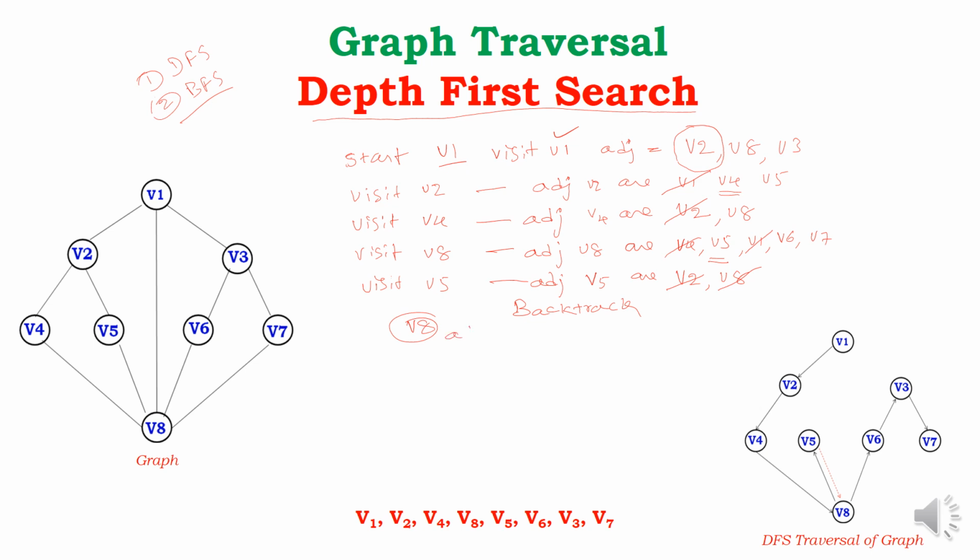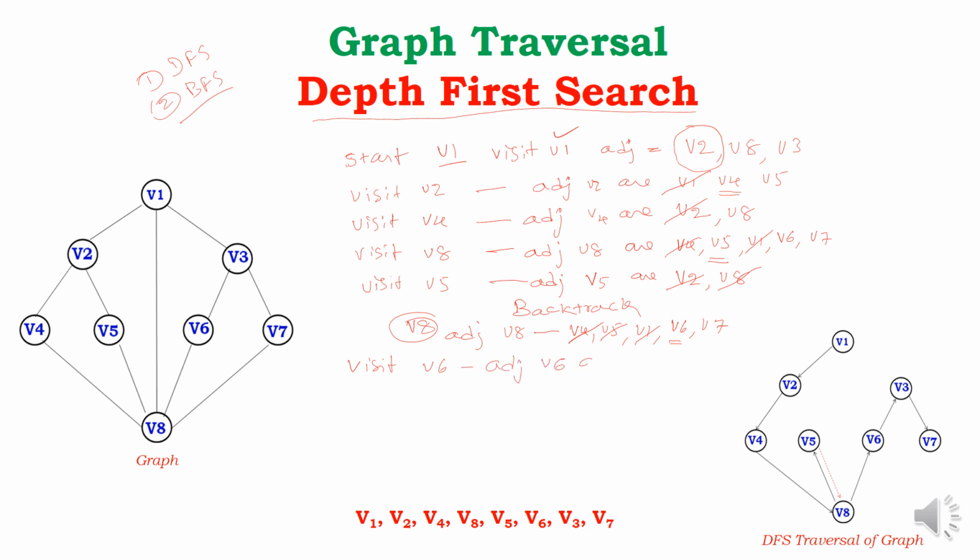What are the adjacent vertices of V8? V4, V5, V1, V6, V7. V4 is already visited, V5 is visited, V1 is visited. Then the remaining are V6 and V7. We normally visit the first one, V6. Visit V6.